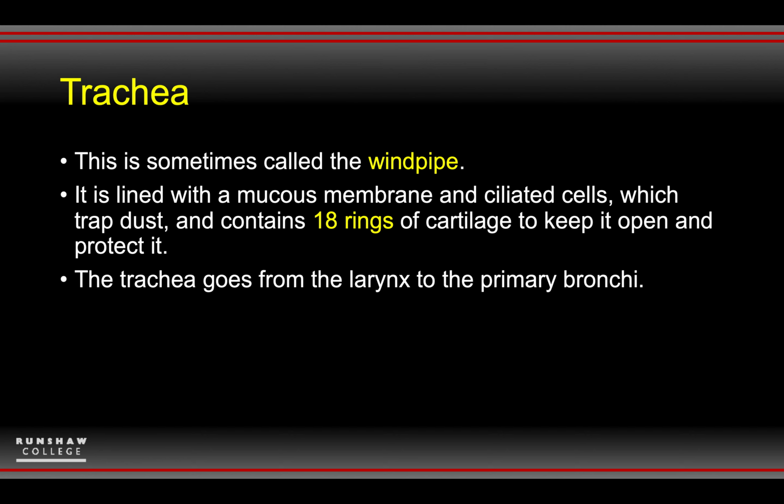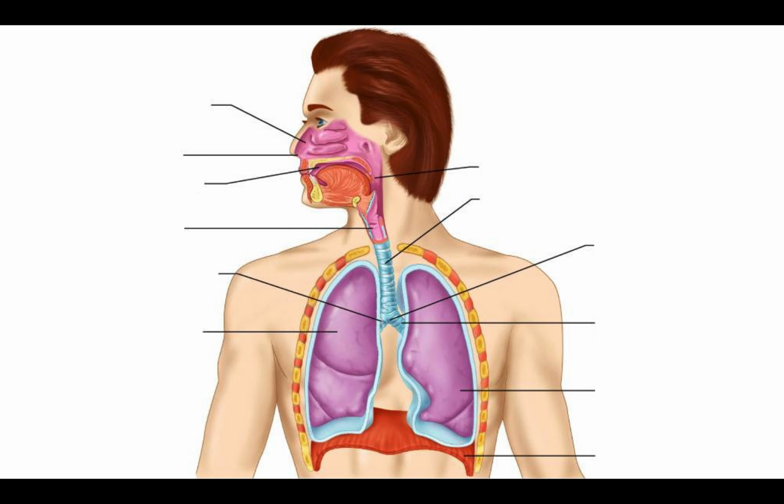The trachea goes from the larynx and goes all the way down to the initial start of the bronchi, so just as it branches off to enter the lungs. So it's quite a long section. That's the trachea there.